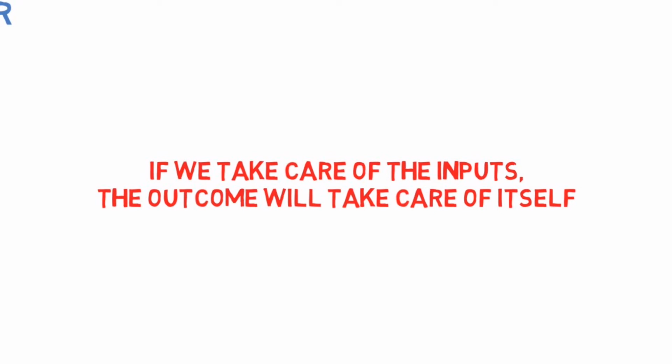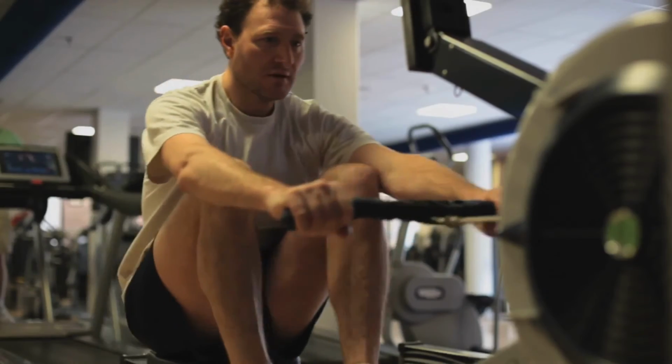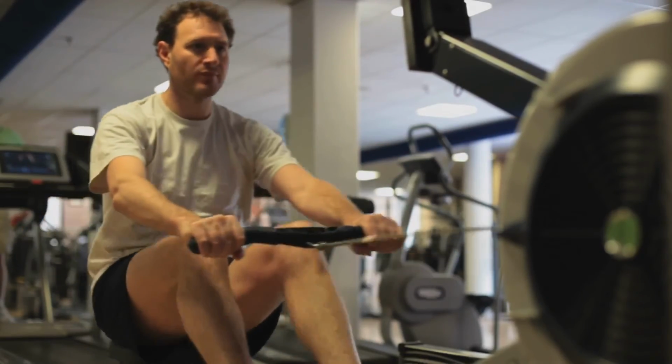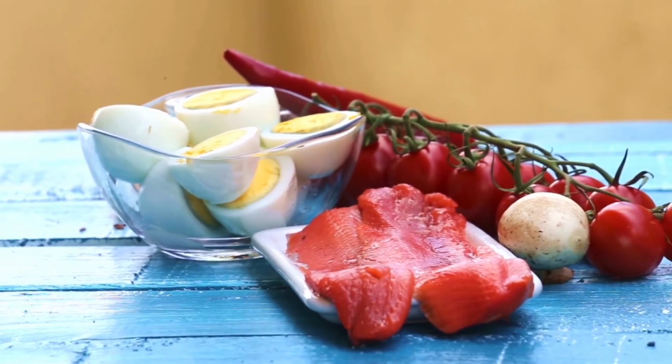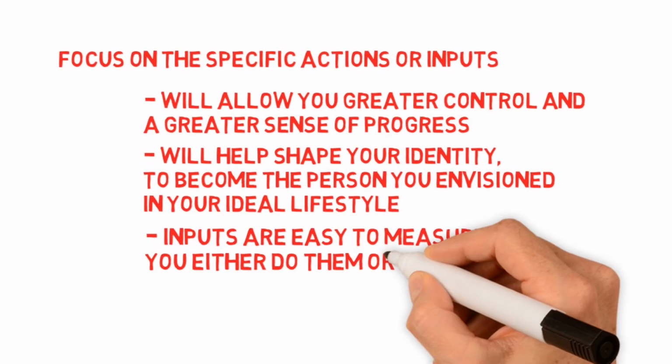Obviously the inputs have to fit with the stated goal. So one input could be to intermittently fast for 16 hours every day, for the next 60 days. Another input could be to go to the gym 3 times a week, while another could relate to your diet. These types of inputs are easy to measure. You either do them or you don't, it's that simple.